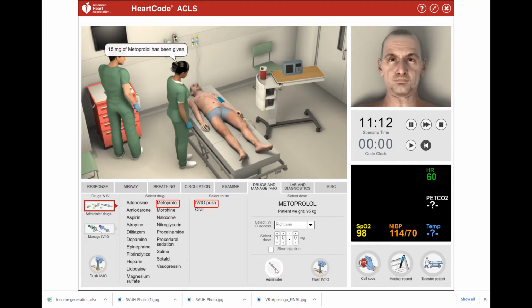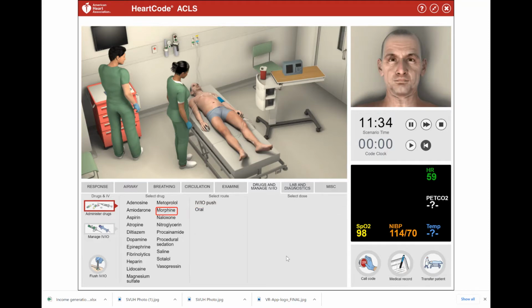15 milligrams of metoprolol has been given. Okay, it's on the drop again. But just barely so far. It's just sitting around 59, 60. Whereas from my point of view, we've given a near fatal dose of metoprolol. But anyway. So what else could we give him?